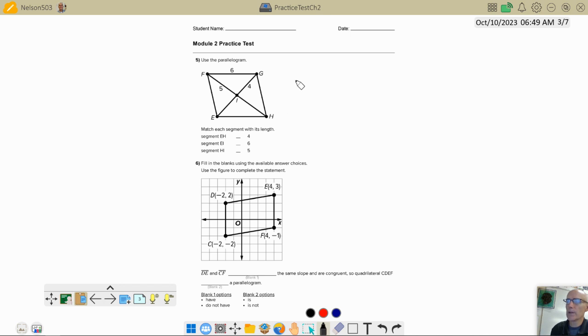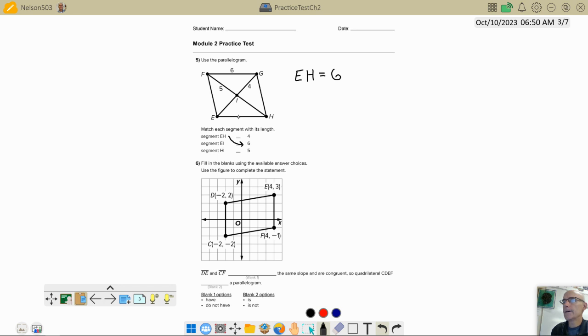It'll say something like, how long is segment, I don't know, EH, and you'll have to look over here and say, okay, EH is across from 6. So EH is 6 long. All right. So when I print these things out, they're coming from the computer. This one was a matching exercise. So you'd say, okay, well, EH is equal to 6 right over here, right?